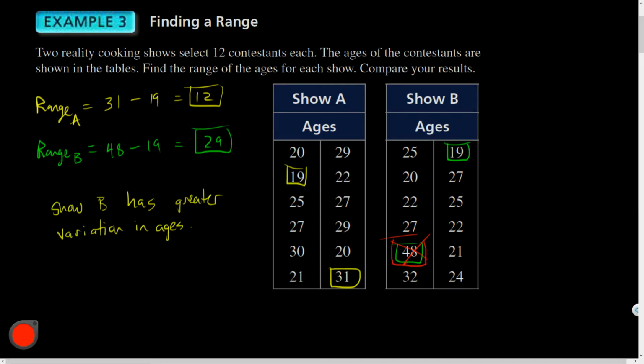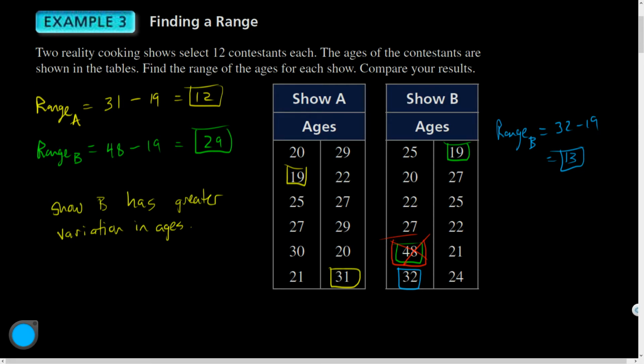What would the new range have been? All right, the new highest here would have been 32. The new range for B would have been 32 minus 19. And we see that that outlier actually affected my range by quite a bit. I'd have a range of 13 now. So range is one way to describe how spread out your data is.